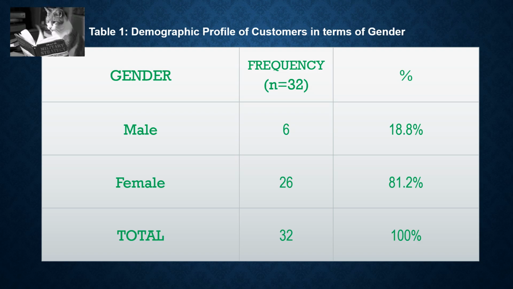In this table, we have here the gender, the frequency, and then the percentage. For gender, male and female; frequency means how many males and also females; and the percentage is the specific percentage per gender. So for male, out of 32, N meaning the sample, 32 respondents, 6 are male with a percentage of 18.8%. Female, 26 out of 32 with a percentage of 81.2%.